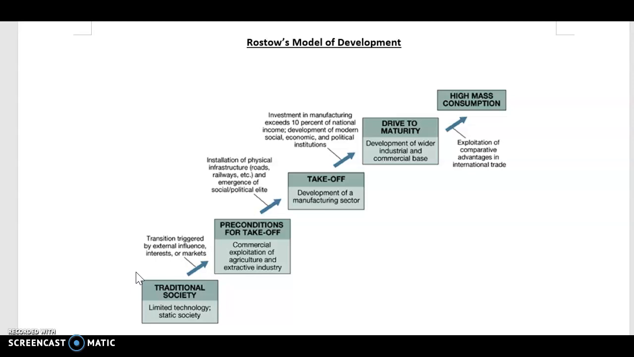So there is the installation of infrastructure to really broaden the horizons in terms of accessing different industries, accessing different places to sell your product, your resources. So therefore the country develops economically, and that economic development starts to spread into society as well, politically, economically, and socially. The drive to maturity.